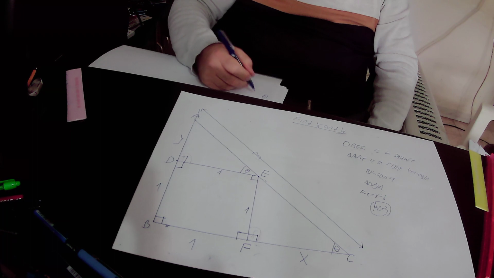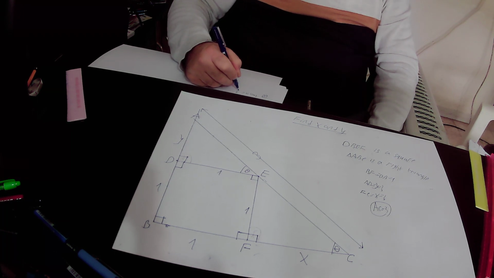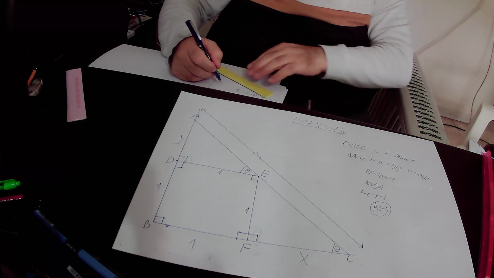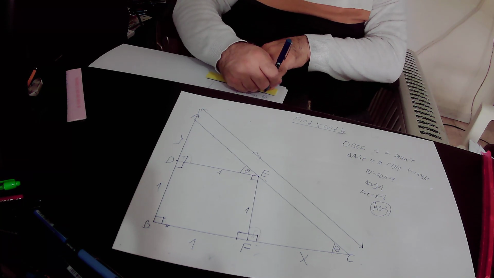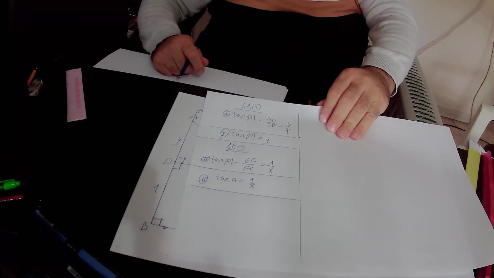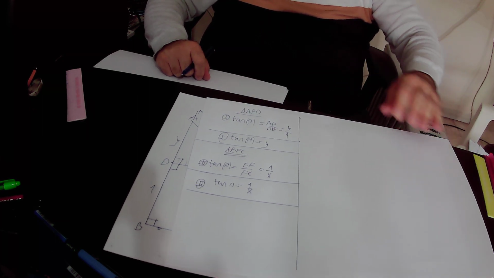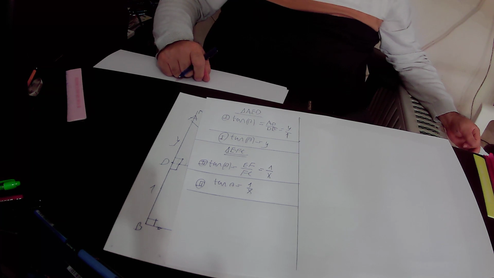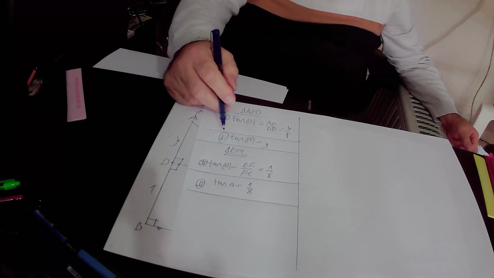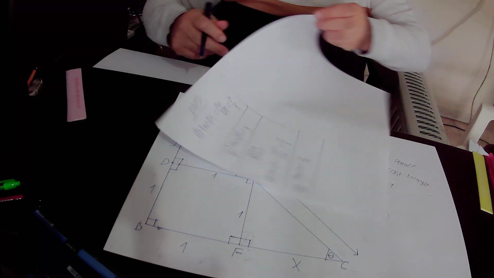So in the right triangle, triangle EFC, according to equation number 2, tangent theta equals 1 over X. So we have two different expressions for tangent theta. So we can write down that tangent theta according to equation number 1 must be equal to tangent theta according to equation number 2. This will be equation number 3.